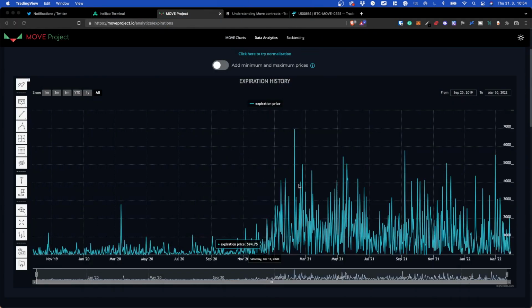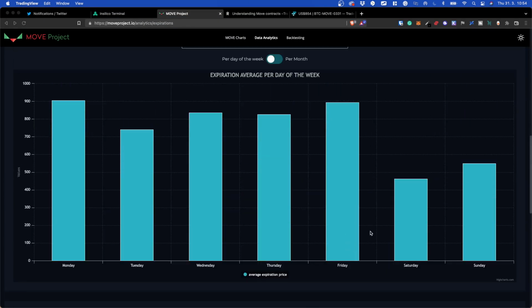So first of all, shorting the move contract. Some of you probably understood this from what I posted. If you take a look here at the expiration average per day of the week, you can see that historically Saturday and Sunday have the lowest expiration day prices, which is kind of obvious, because there's not much happening during the weekend.